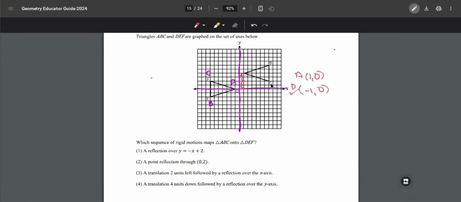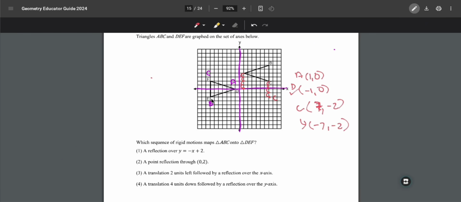Say point C. Point C says I'm going to translate 4 units down. So I go down 4 units, 1, 2, 3, 4. I'm now here, and then I go over 3, 4, 5, 6, 7. I'm at 7, negative 2. Now it says a reflection over the y-axis, so I'm going to have negative 7, negative 2. And if I look, one of my points is at negative 7, negative 2, which is point E.